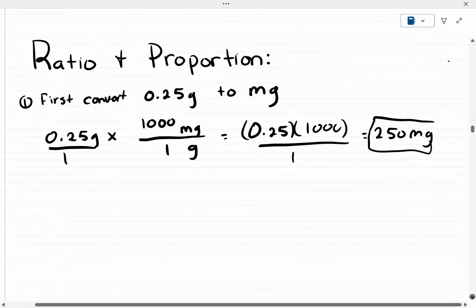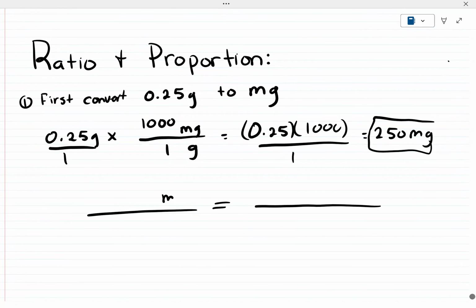Okay, so how are we going to set up? We can set it up like this. We could put milligrams on the top and capsule on the bottom, or vice versa, capsule on the top, milligrams on the bottom. That's fine, as long as this is the same with this. So after doing the conversion, we started with 0.25 grams, and somehow we converted to 250 milligrams, and we don't know how many capsules, that's our unknown. And then our availability was for one capsule, or our prescription for one capsule, it was 250 milligrams.